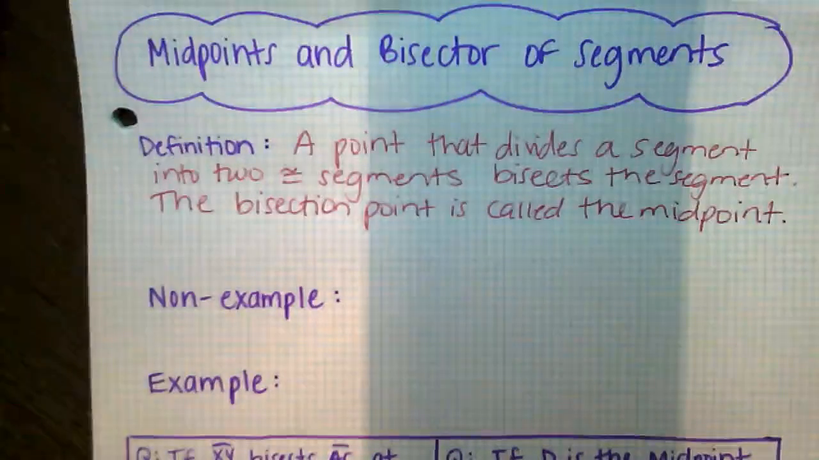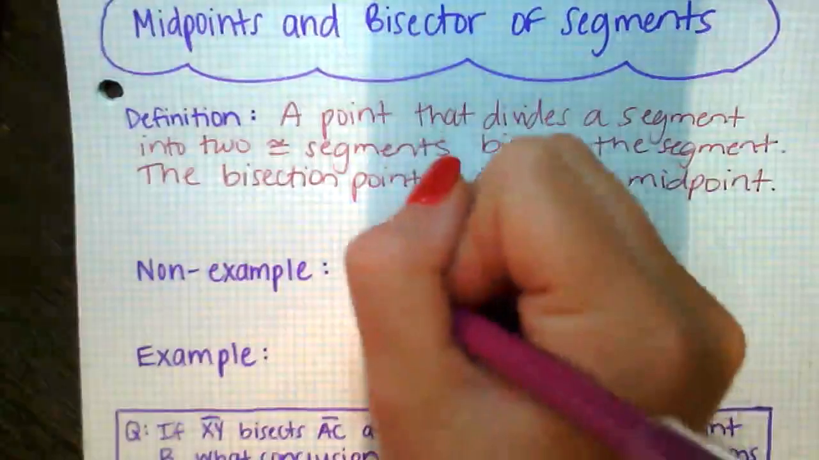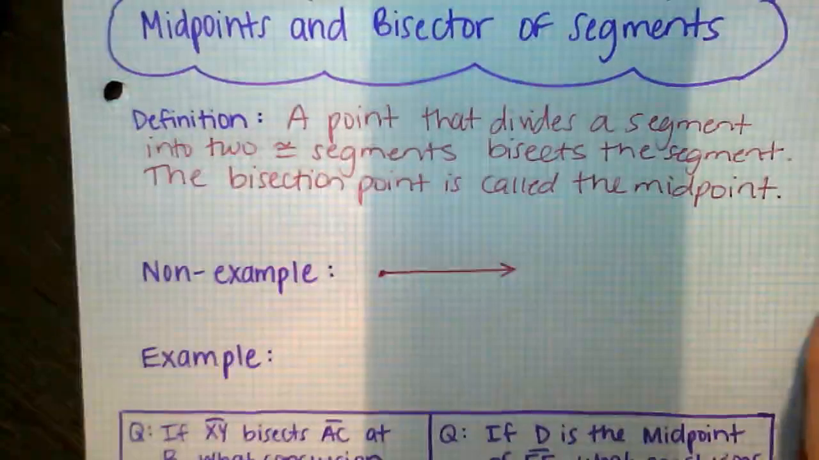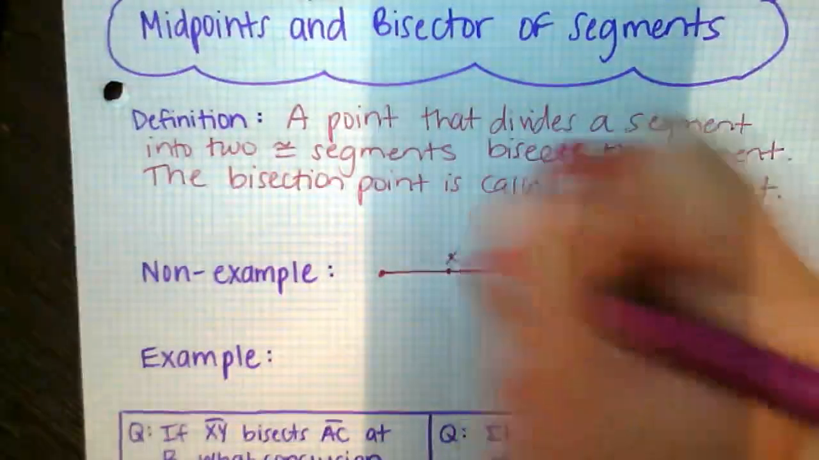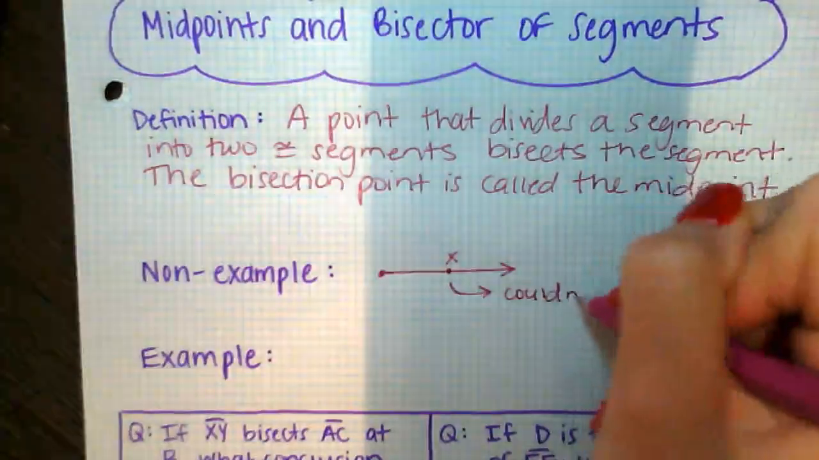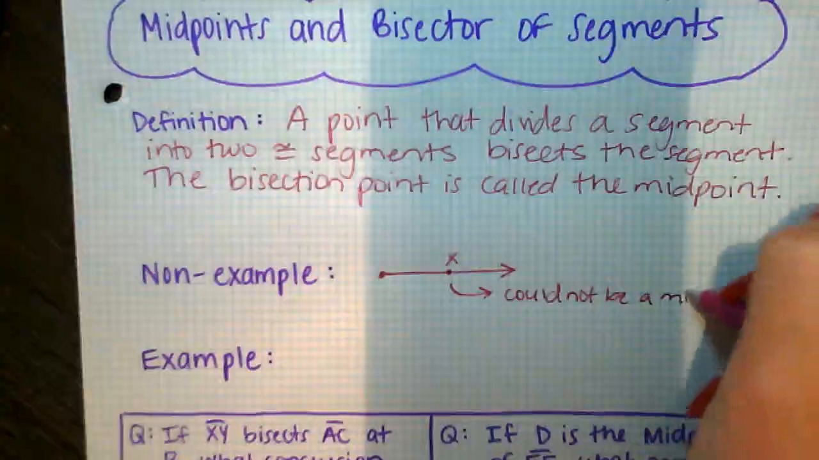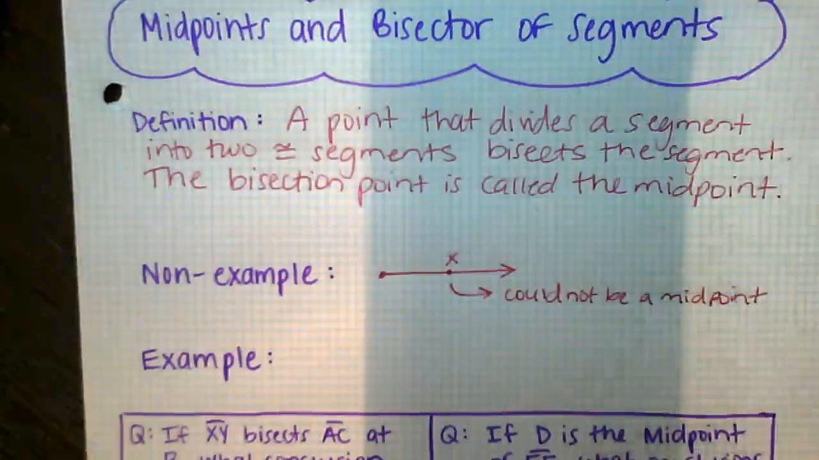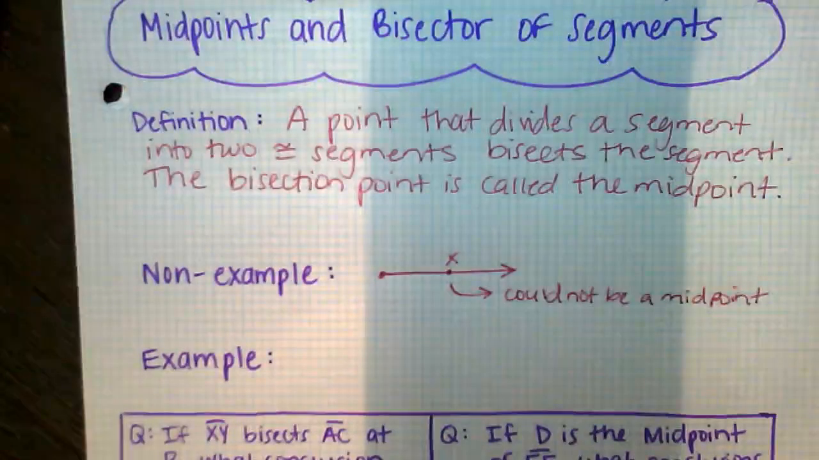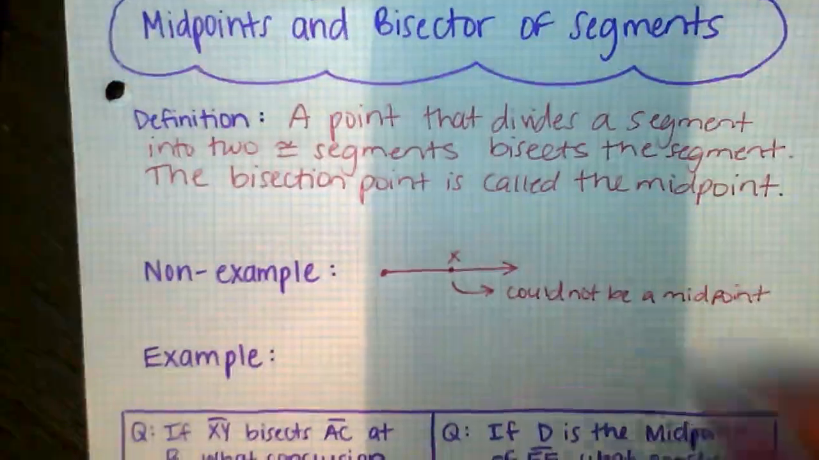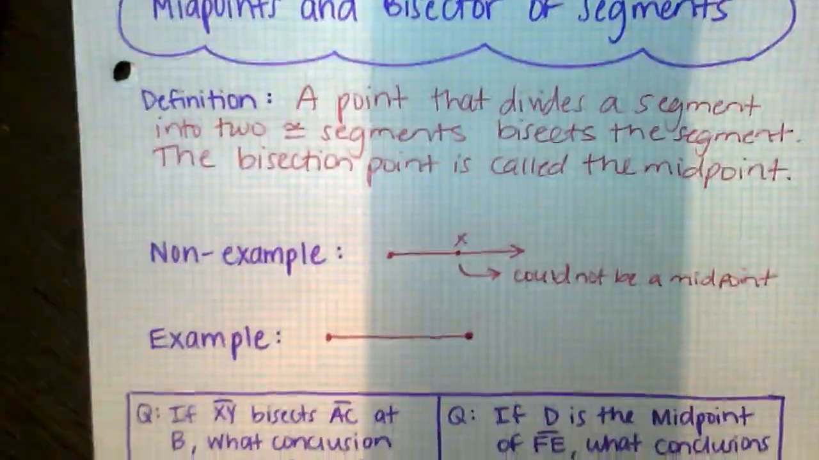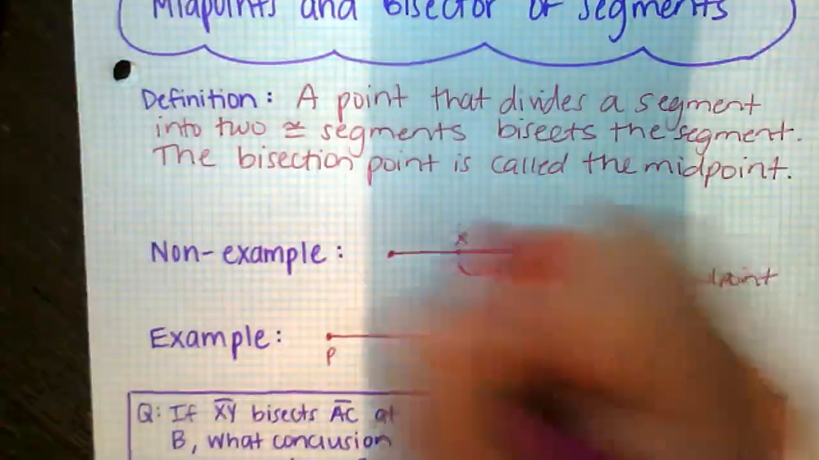Okay, so I do want to give you a non-example and I want to clarify something. You can't have a bisector of a ray. A ray goes on forever in one direction. So in this case, that definitely couldn't be a midpoint. Similar to a ray, a line also could not have a midpoint because a line goes on forever in both directions. So anytime we're talking about a midpoint, it's going to have to be on a segment because it just wouldn't be possible if it were on anything else.